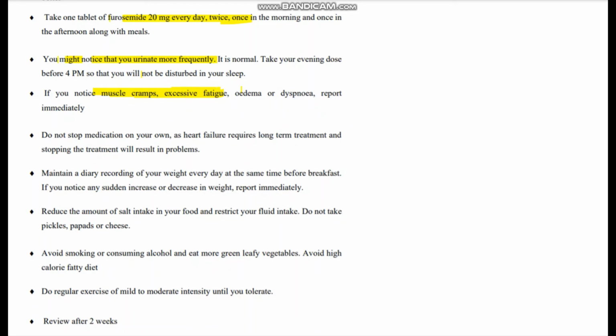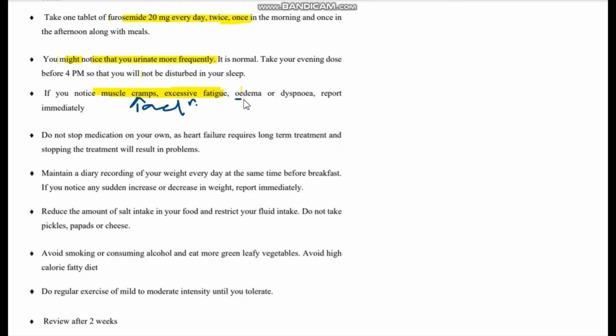Now, this is because of excess action of the drug, right? When there is excessive action of the drug, there will be muscle cramps because more potassium is lost. Excessive action of the drug, there will be more fluid loss, and these are the side effects because of excessive action.